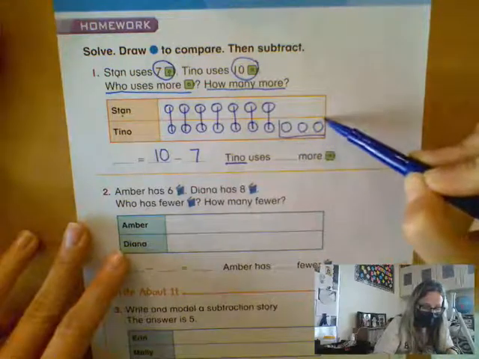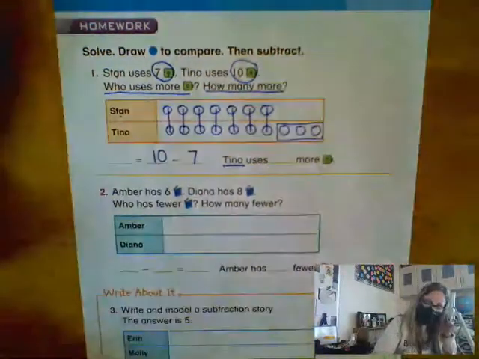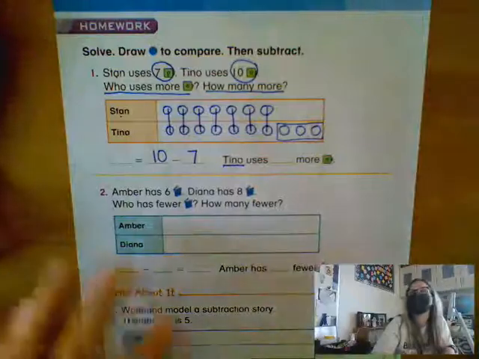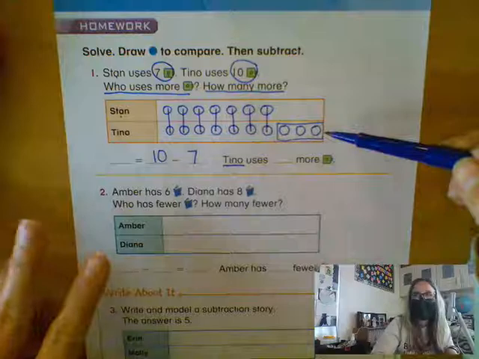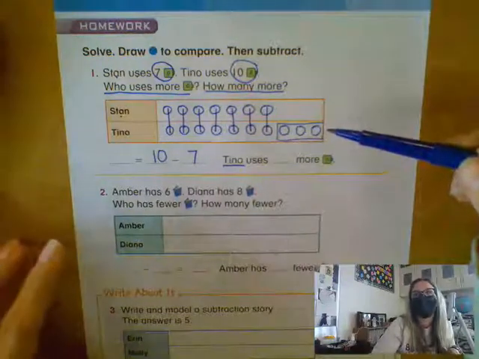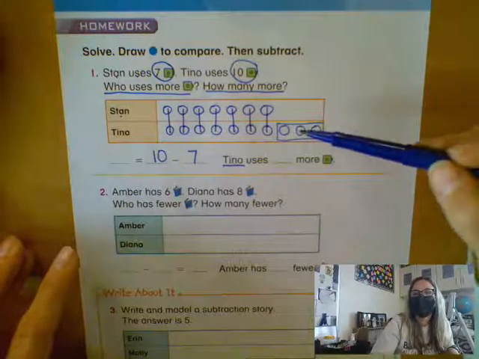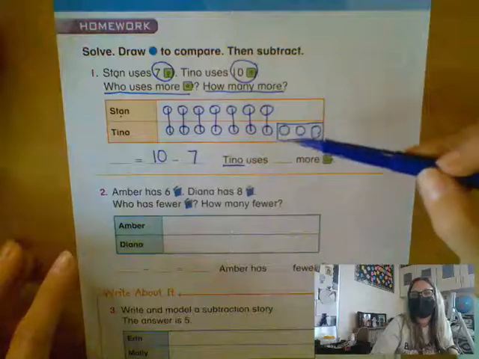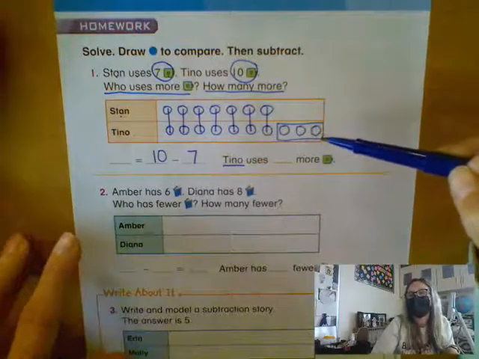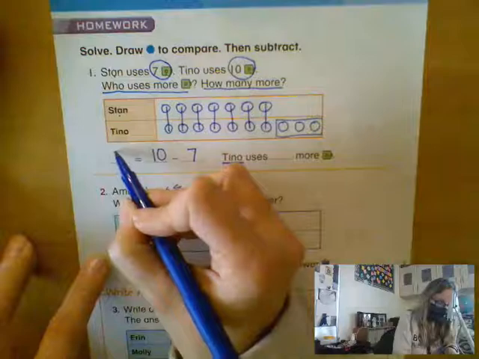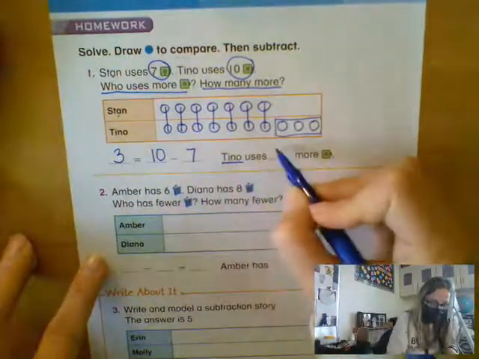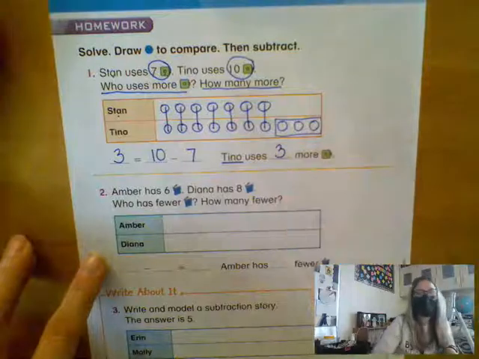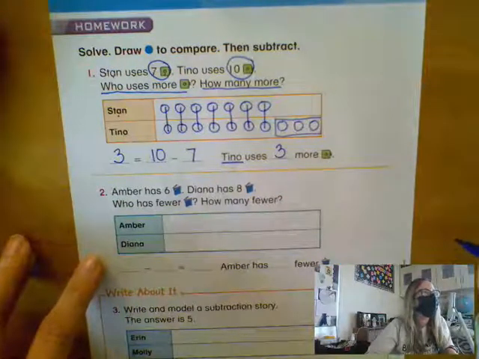Here's our difference. Isaac, how many does that leave us with? What's our difference? 3. So 3 equals 10 take away 7. Tino uses 3 more blocks.